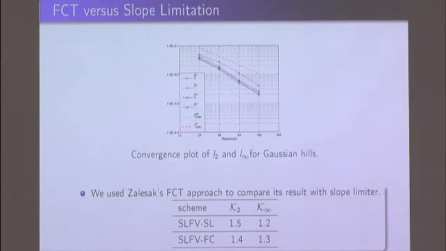And in the last part I will talk about the comparison of flux corrected transport and the slope limitation. I am using the Zalesak FCT approach, and SL stands for slope limited and FC stands for flux corrected transport. We can see the difference for the convergence of the Gaussian hill in the L infinity norm, which has larger error constants, and otherwise the empirical convergence rate is almost equal for slope limitation and for flux corrected transport.